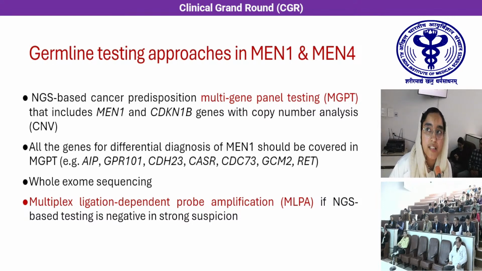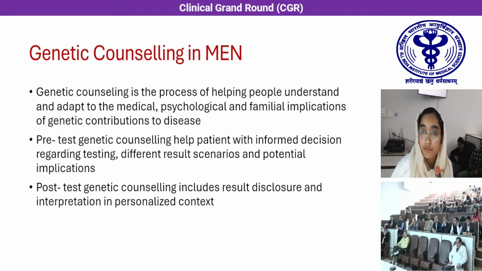If we are doing multi-gene panel testing, we should keep in mind that all the differential diagnosis genes for MEN1 and MEN4 should be covered in the panel. If all this testing comes out negative, and there is a very strong suspicion of MEN1, we should offer our patients multiplex ligation-dependent probe amplification, that is MLPA, for large deletions and duplications.